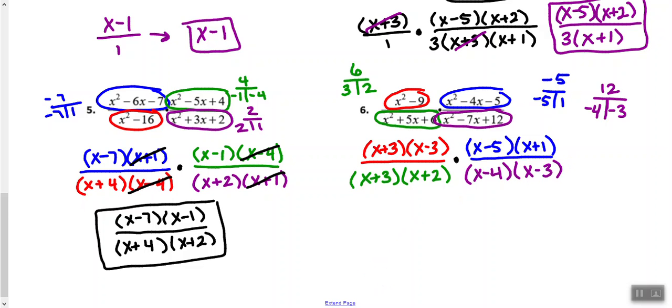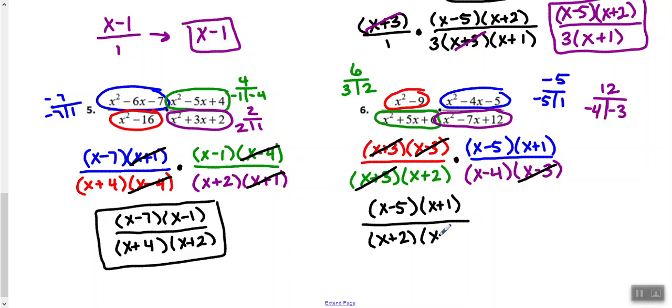So now that everything's factored, we go to cancel. I have x plus 3's top and bottom. I have x minus 3's top and bottom. And that's it. That leaves me with x minus 5 and x plus 1 over x plus 2 and x minus 4. Remember, that's all the canceling that we can do because they have to be exactly the same in order to cancel.